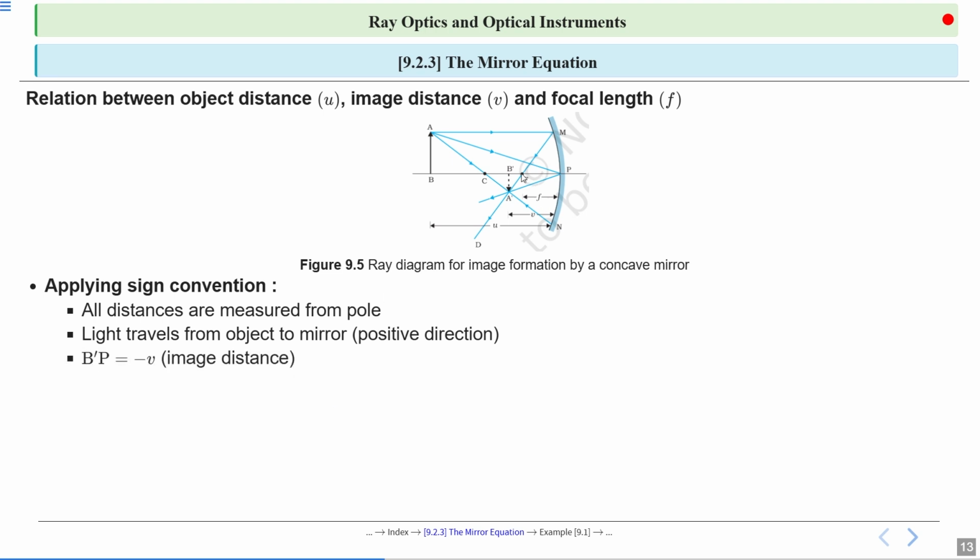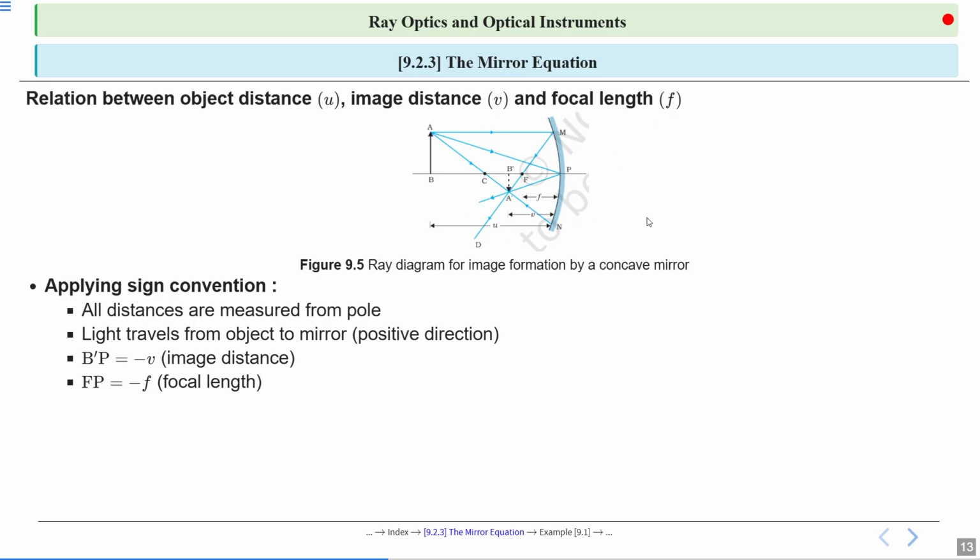So B'P is the image distance. We are measuring from the pole, moving against the direction of incident light. So B'P will be taken as minus v, which is the image distance. Image distance is v, and we are taking a negative sign because we are measuring it against the direction of incident light. Also FP, the focal length.